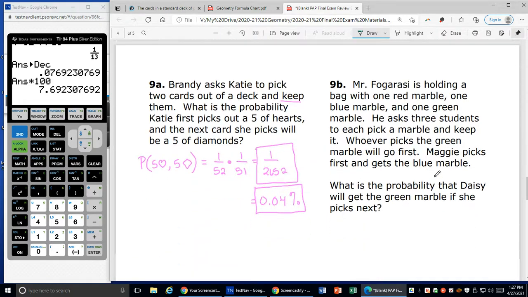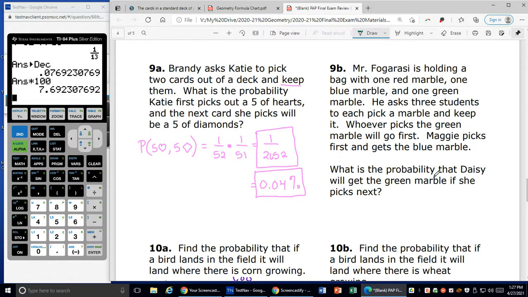Okay? 9B, Mr. Fagarasi is holding a bag with 1 red marble, 1 blue marble, and 1 green marble. He asks 3 students to each pick a marble and keep it. Whoever picks the green marble will go first. Maggie picks first and gets the blue marble. What is the probability that Daisy will get the green marble if she picks next?